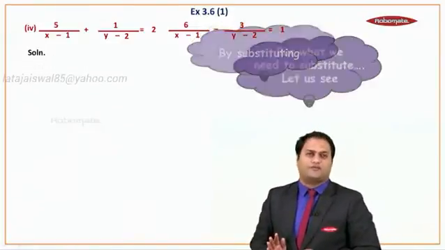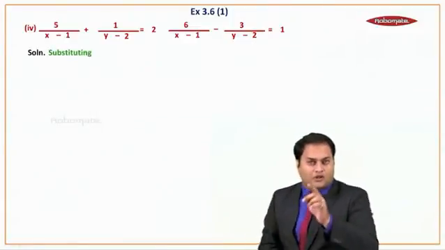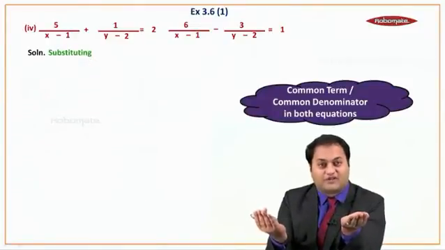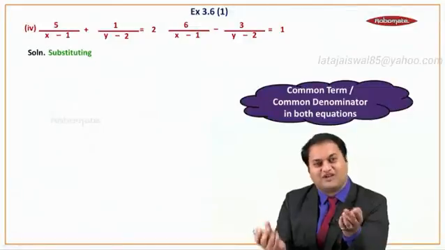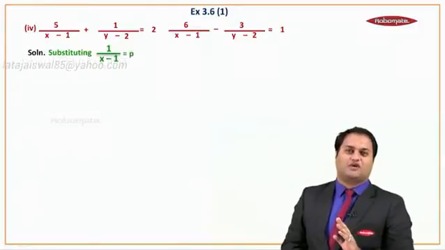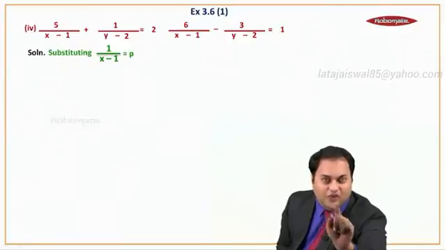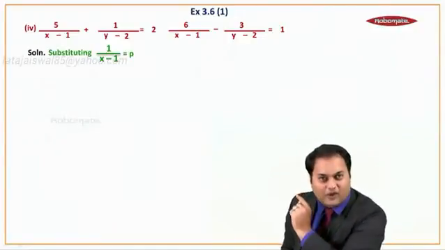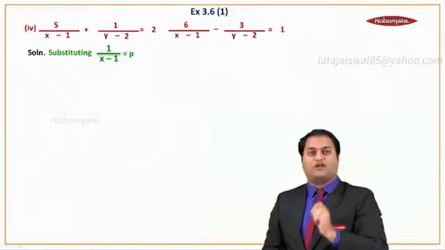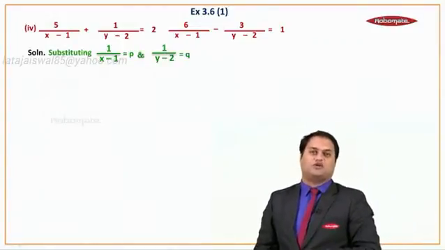Let's go for substituting. Now the question is, what are we supposed to substitute here? Let's see. What is the common denominator? X minus 1 is a common denominator in both the equations. So can we say 1 upon x minus 1 is a common term? So 1 upon x minus 1 is equal to p. Similarly, what is a common denominator? Y minus 2, as you all can see. Because 1 upon y minus 2 is a common term, we substitute 1 upon y minus 2 is equal to q.